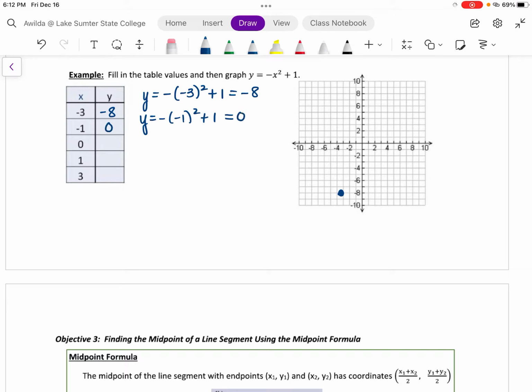Negative 1, 0 is also a solution. Zero, 1. One, 0. 3, negative 8.